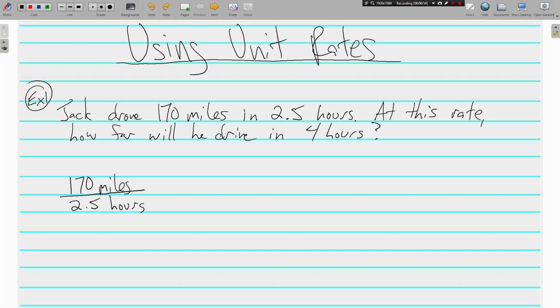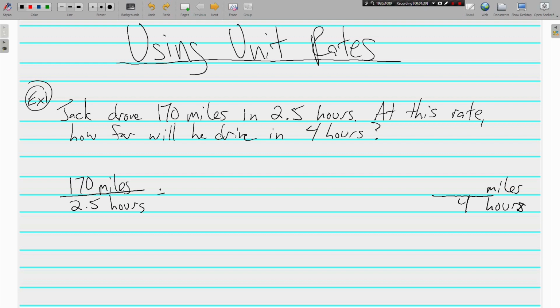So how far will he drive in 4 hours? Well, our goal, let's go ahead and put our goal over here on the right. We want to know how many miles he's going to drive in 4 hours. The way we get from 170 miles in 2.5 hours to however many miles in 4 hours is by using a unit rate. We know how to use a unit rate.